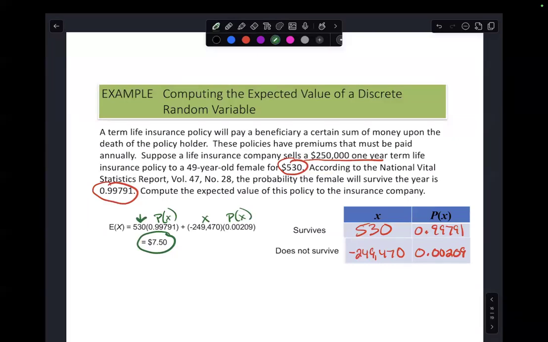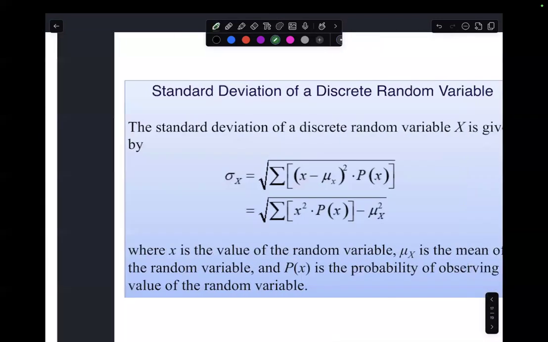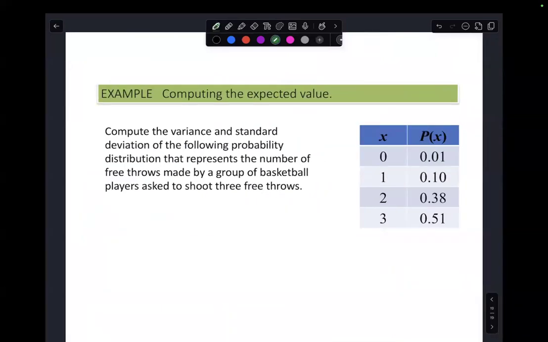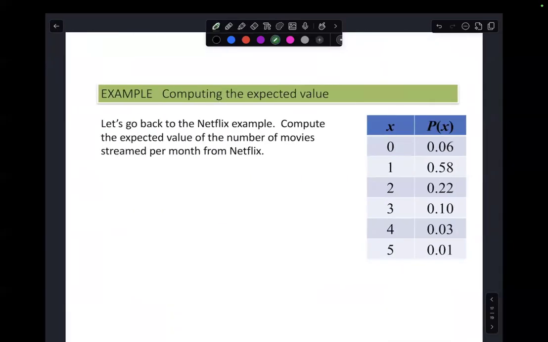All right, I'm going to move on. Let's go back to the Netflix example. We're going to compute the expected value of the number of movies streamed per Netflix. So we're going to do this one together, and then I think I'm going to have you.